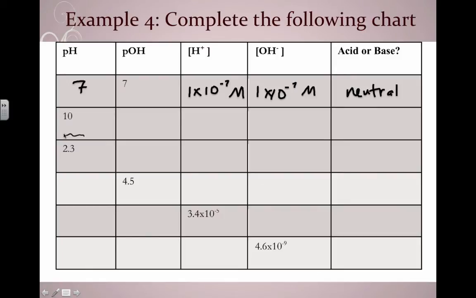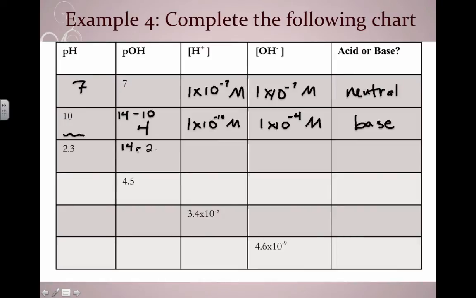But where the pH is 10, that means I have a base. So let's find the pOH. I do 14 minus 10, so the pOH is equal to 4. Hydrogen ion concentration will be 1 times 10 to the minus 10 molar, and the hydroxide ion concentration is 1 times 10 to the negative 4 molar, which is more than 10 to the minus 10, and that's why our substance is basic.